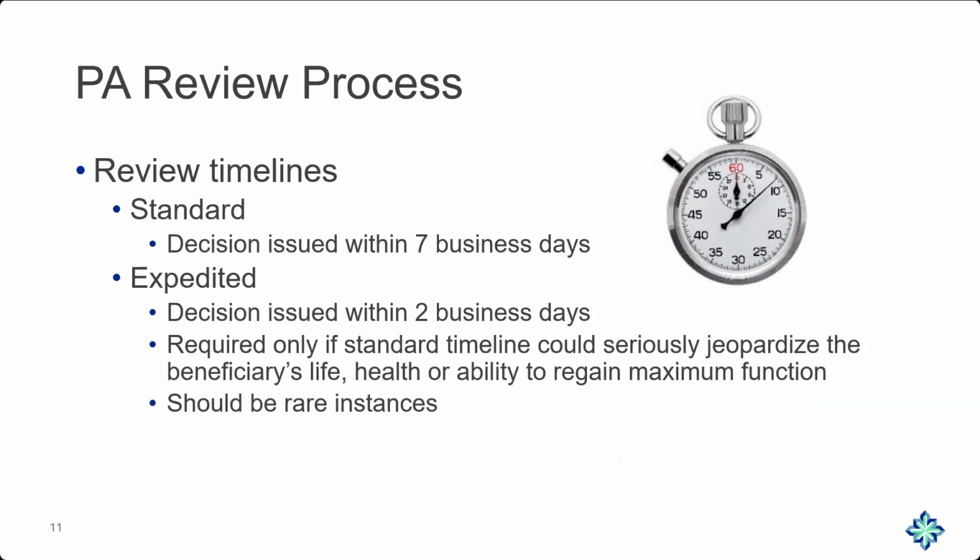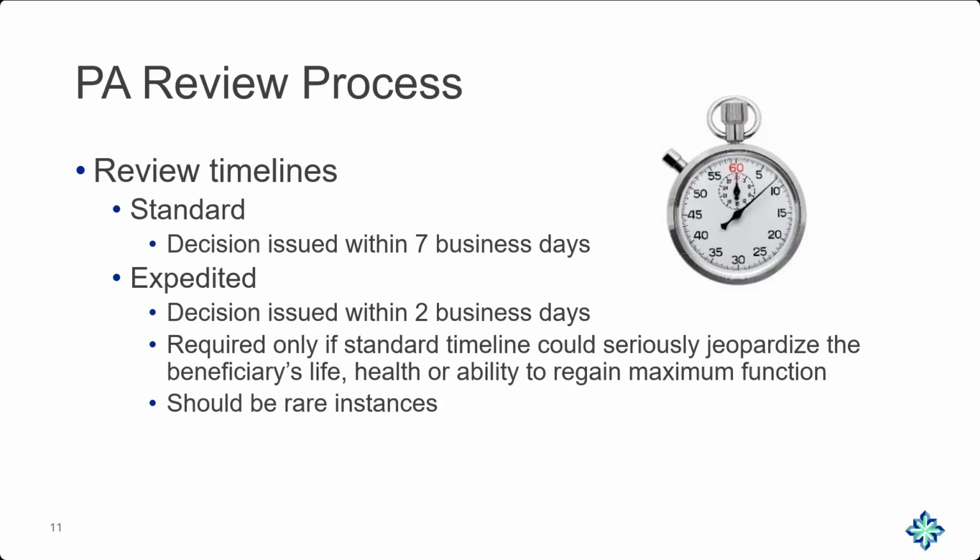So when we receive a prior authorization request, we have 7 business days to review that and issue a decision. So whether that decision is affirmed or non-affirmed, we have 7 business days to get that to you. And we call that our standard timeline. This recently has changed from 10 days to 7. So if you have earlier documentation or resources that state 10 business days, it's not wrong. That's what it used to be, but it is now 7 business days.